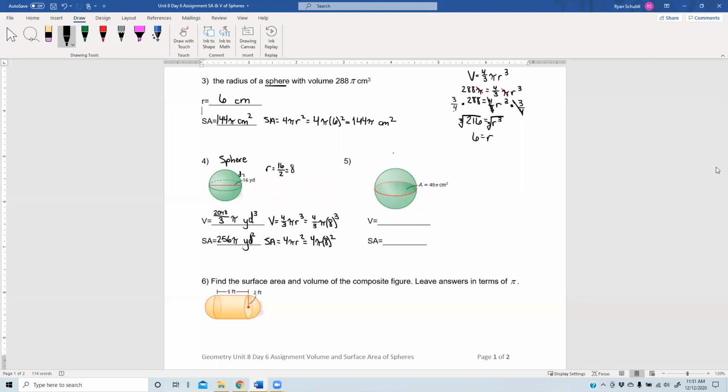Again, we have another sphere on number 5, but they keep changing things on us. Keep making it more and more difficult. Why? Why? It's not too bad though.